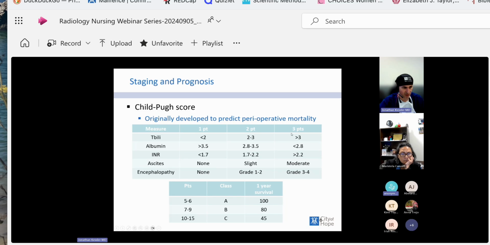And what these tell you is, as you add up these points for all the problems patients have, their survival starts to go down. And again, this has nothing to do with cancer. This is just their underlying liver disease. So we have to be very careful when we're treating these patients for their cancer that we're aware of their underlying liver disease, which is why we care very much about these factors here. Does the patient have an elevated bilirubin? How low is their albumin? How high is their INR? Do they have ascites? And do they have encephalopathy?